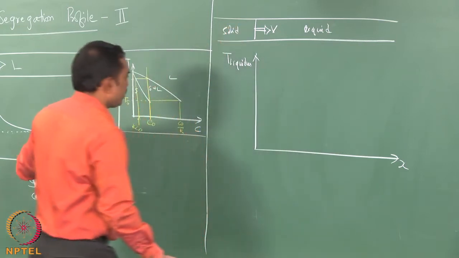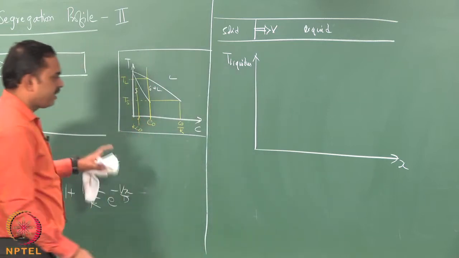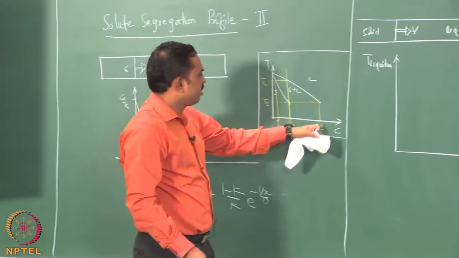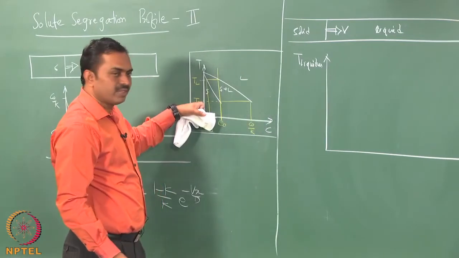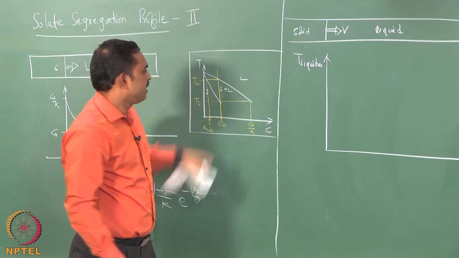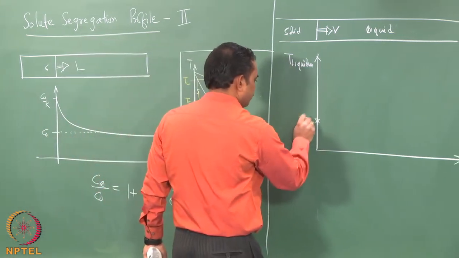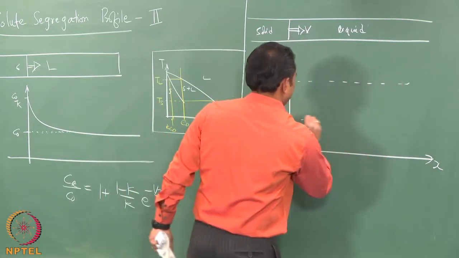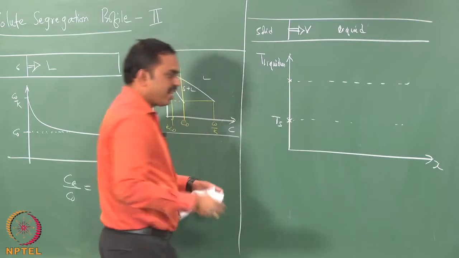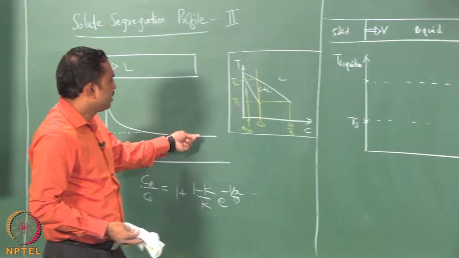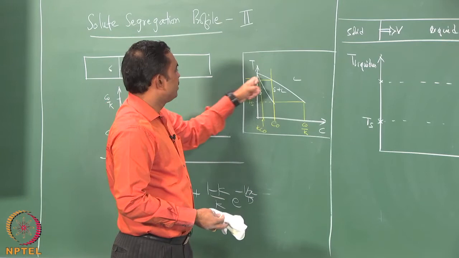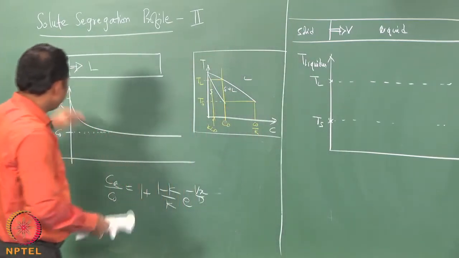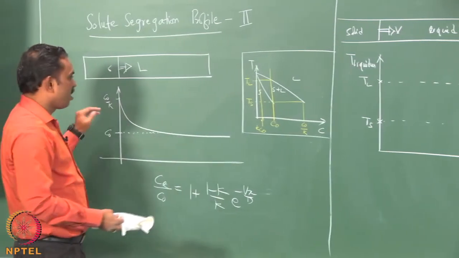So, how does this plot look? At the interface, at x equal to 0, the composition of the liquid is given by C naught by K. C naught by K is such that the liquidus temperature is very low, which is Ts. Far away the composition is C naught, which has a high liquidus temperature, which is TL. And the variation of the composition is an exponentially decaying variation.